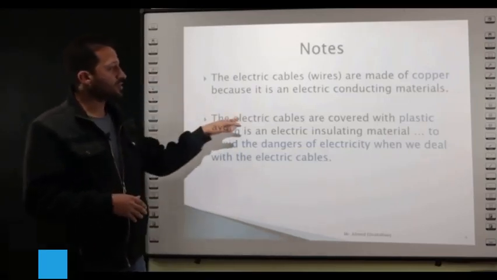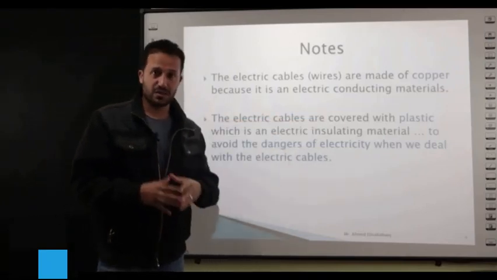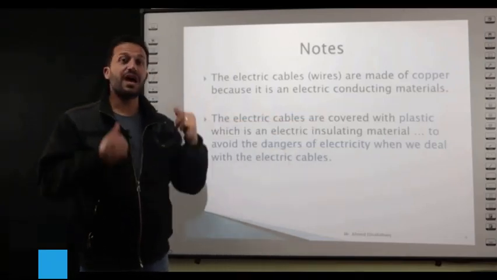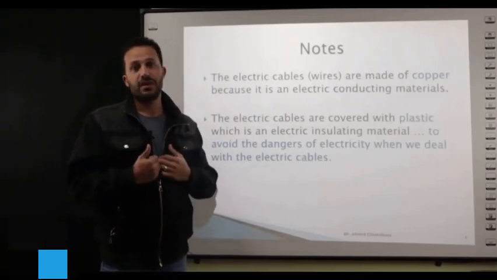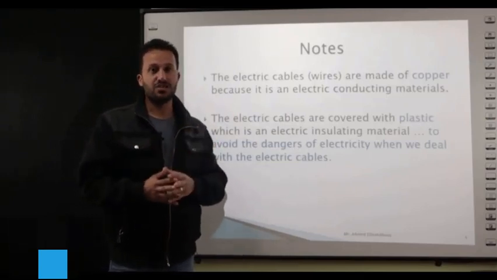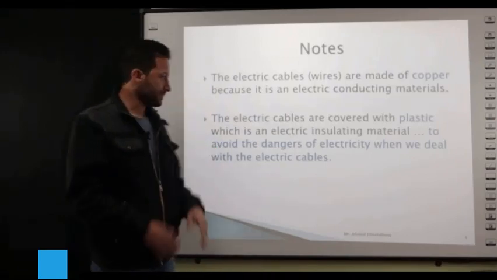But the cables from outside are covered with plastic. Why? Because plastic is a bad conductor of electricity, to insulate our bodies from electric energy and not harm us.